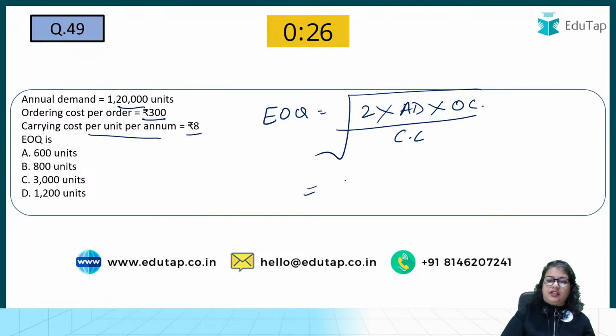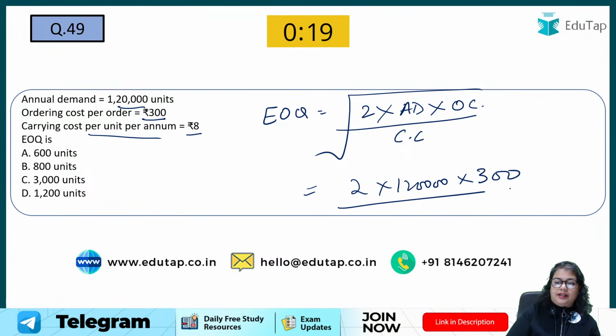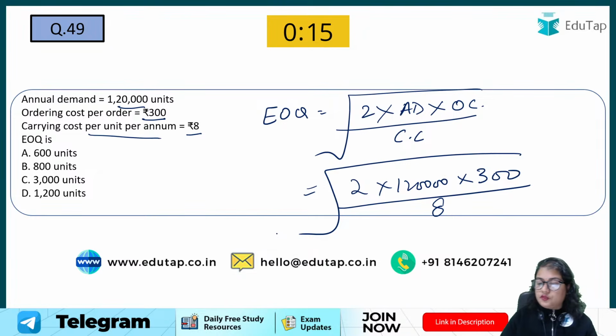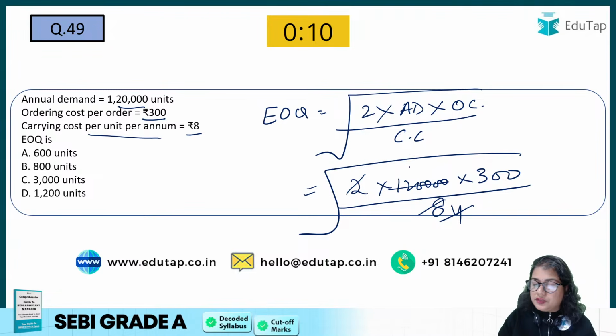So when you calculate this, 2 into 1,20,000 into the ordering cost, that is 300, divided by the carrying cost, that is 8. So when you try to answer this, it will be how much? 4, and here when we reduce this particularly, so this will be 3, 2, 3, 4.